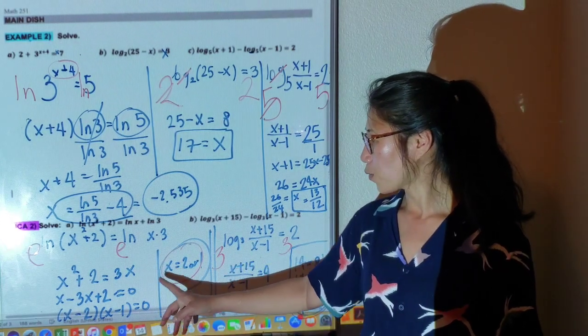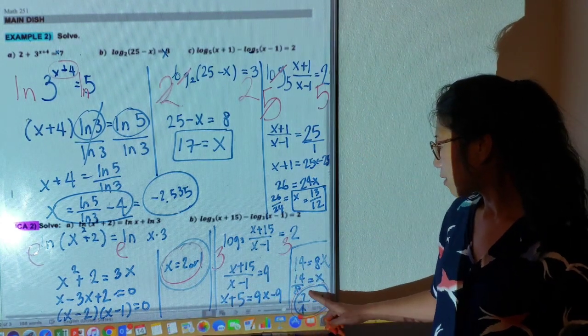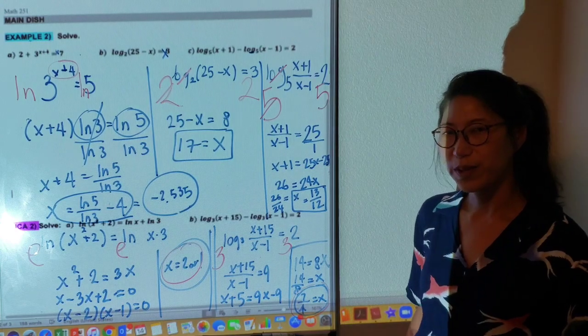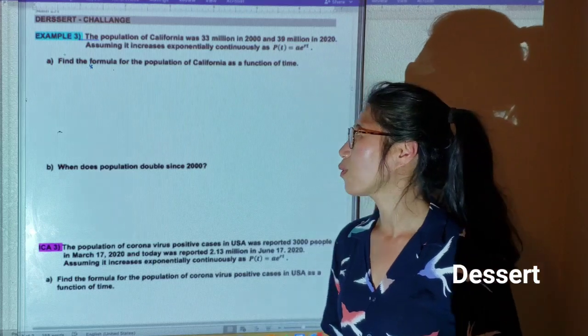Okay, class, now let's check the answers for in-class activities number 2. I got the answer for x is equal to 2 or 1. And for the second one, I got 7 over 4 as x. Hopefully you got the same answer, class.